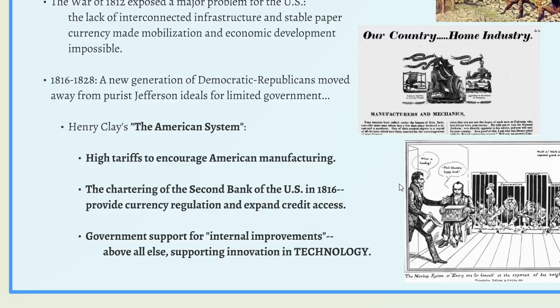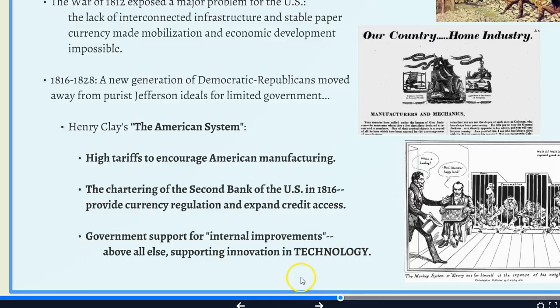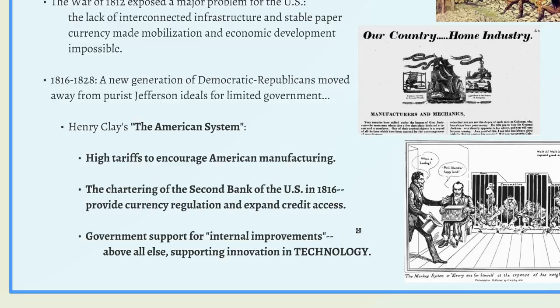Lastly, Henry Clay argued that above all else, the government needed to support what he called internal improvements. All of that is the infrastructure: roads, bridges, canals, railroads, as we're going to see. His view was that while we don't want the government controlling the marketplace, like we saw with the British, the government should be spending money to support innovation and technology that will then trickle out and also enable long-term economic growth and prosperity.